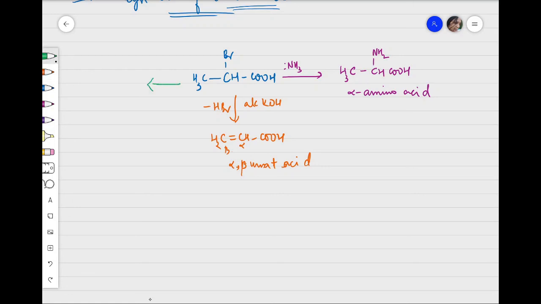Another substitution you can do with OH, and I can introduce the hydroxyl group, that is Br will be replaced with a hydroxyl group, and you get alpha hydroxy propionic acid.